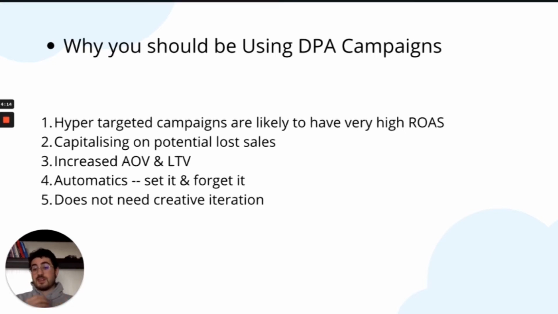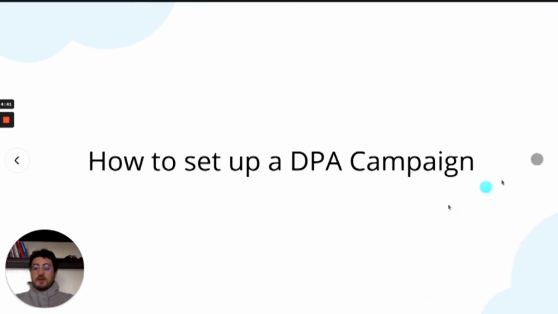Giving them products that they might also be interested in, you're increasing that lifetime value for the consumer and having them buy more than once from your store. It's also automatic. I do apologize for this typo right here. This should say automatic. It's a set it and forget it kind of campaign where you don't have to keep iterating the creatives. You just set it and it automatically serves ads to your users as they add different products to their carts. Okay, so how do you actually set up a DPA campaign?